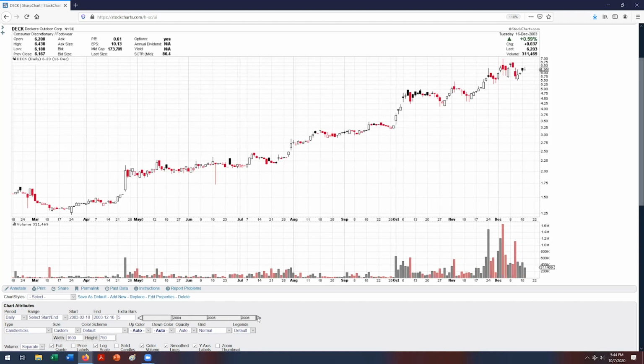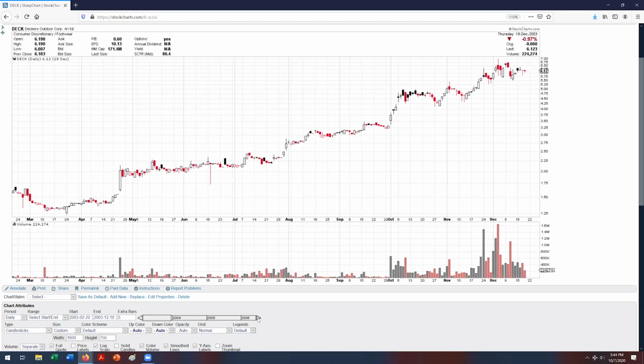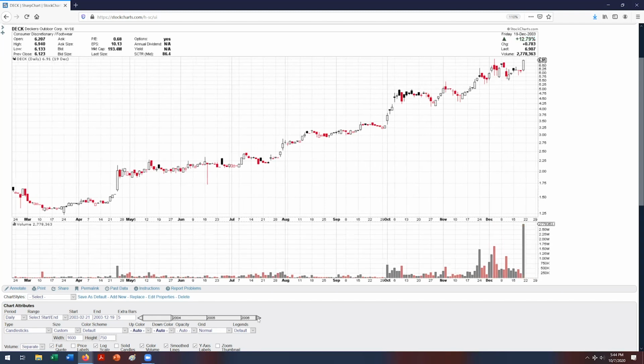Okay, and the other 2 units are still in this position. So there is no follow through to the downside. So we still could have a continuation of this pattern. Okay, so here's a breakout. Somebody's buying a lot of shares now.